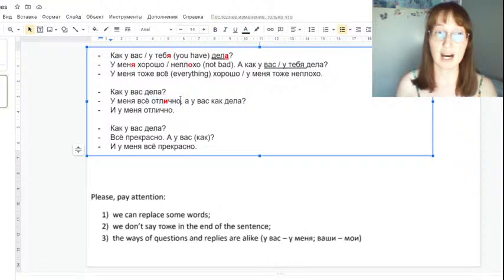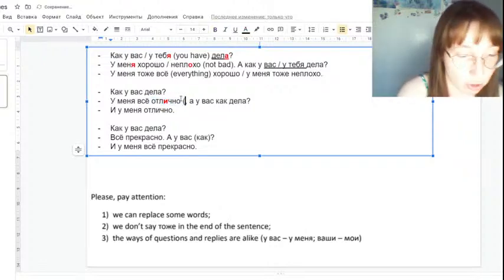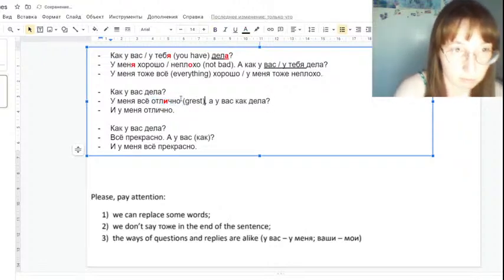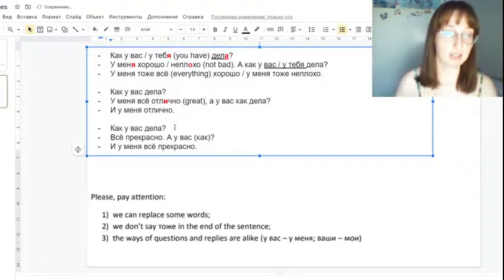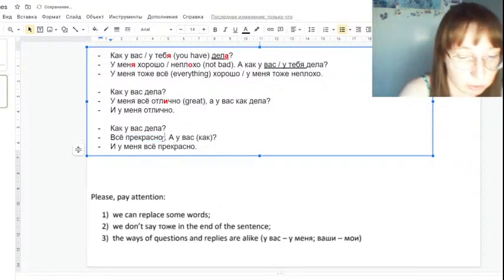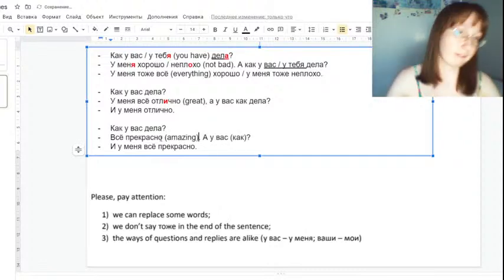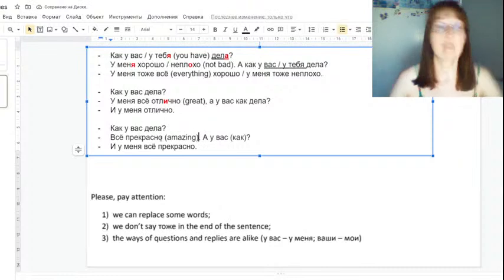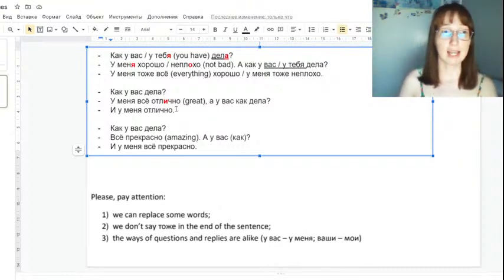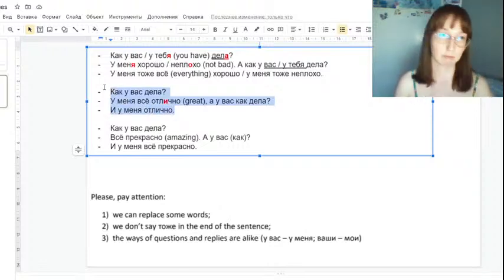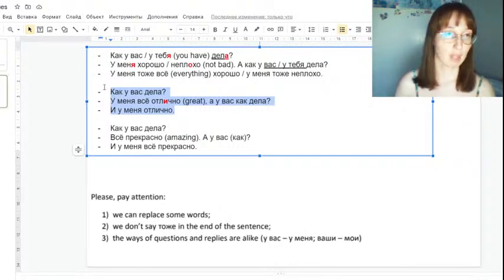Отлично means great. Great, not great. Great. Also, прекрасно. I explained you already. Прекрасно means amazing or perfectly. Everything's amazing. Everything is cool. Все прекрасно. And I will read these dialogues because our time is almost over.